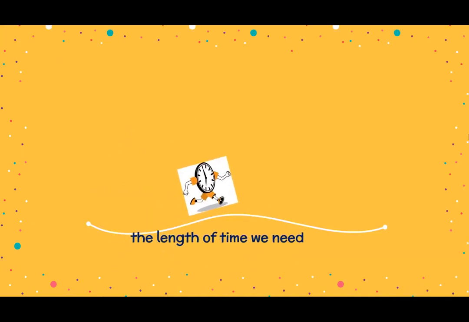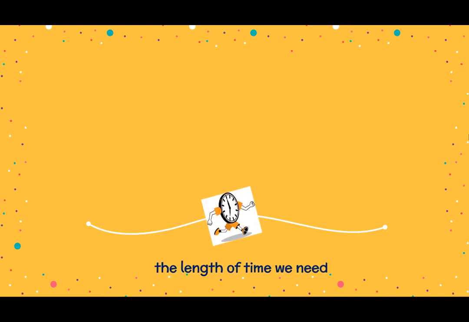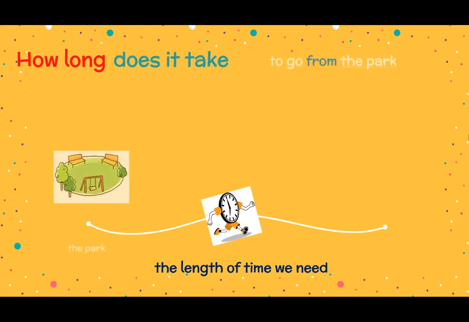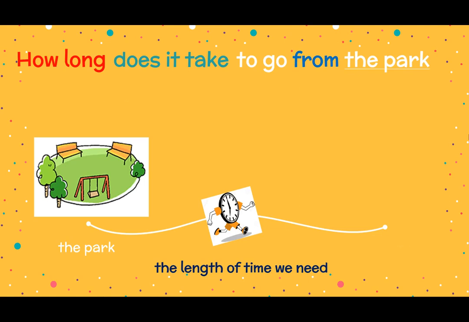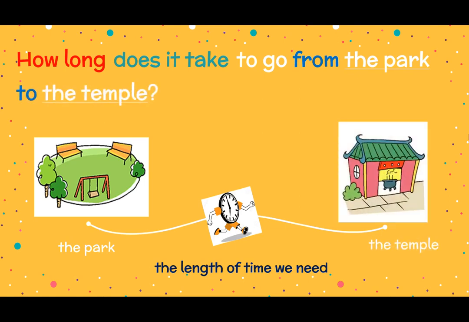Okay. If you want to ask about the length of time you need to travel from one place to another, you can say, how long does it take to go from the park to the temple? You need the question word how long and then the verb does it take, a to infinitive to go, and then from the starting point to your destination. And of course, you need a question mark at the end of the question.